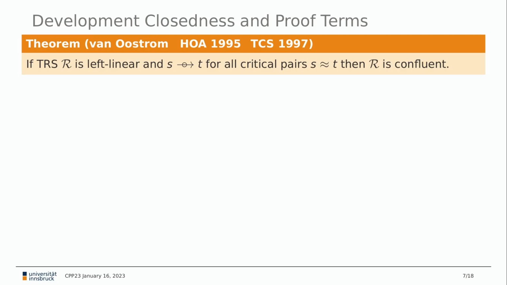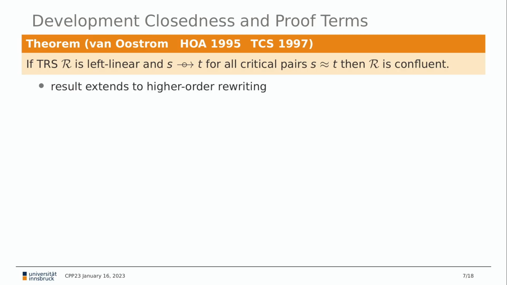And this is a really nice criterion because it's easy to automate. It's easy to put into a tool for deciding confluence because the critical pairs are actually easy to compute. And there are only finitely many if your term rewrite system is finite. So it's easy to write down an algorithm which simply tries to find out whether this criterion holds. And this has been used for many years in tools for confluence.